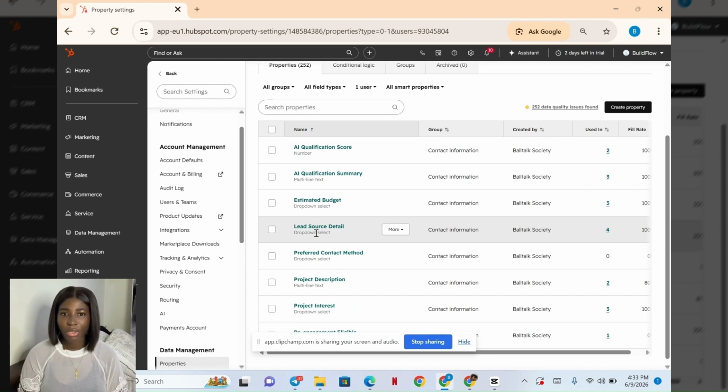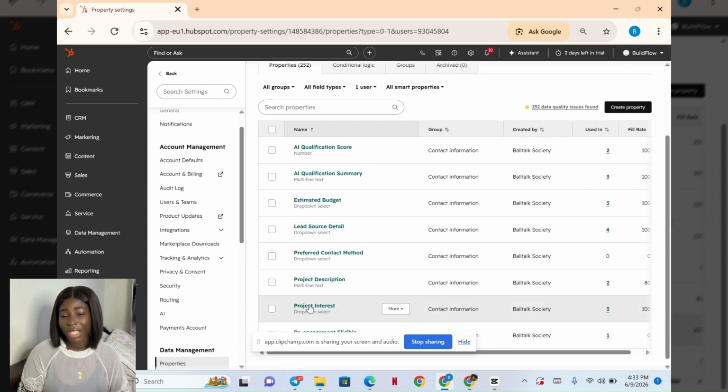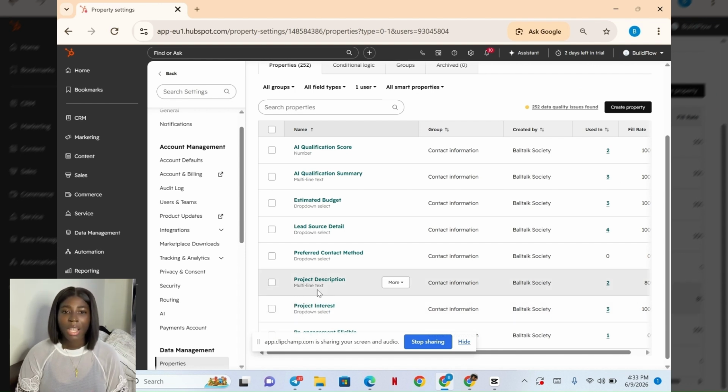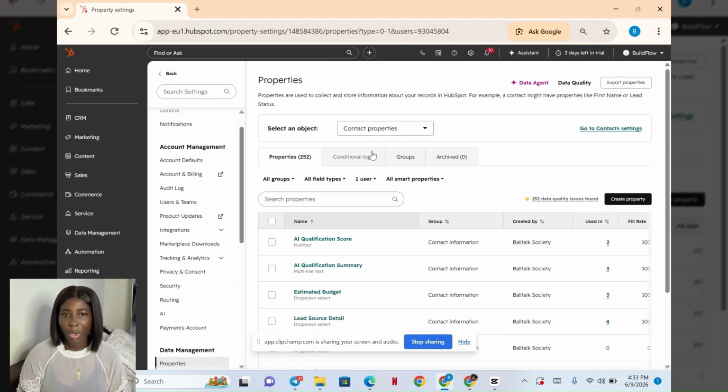We have the project interest: what type of project are they interested in or inquiring about? Then we have the project description, which is information about the project, what they need us to do for them. Then estimated budget is basically the amount of money they are willing to spend on the project.